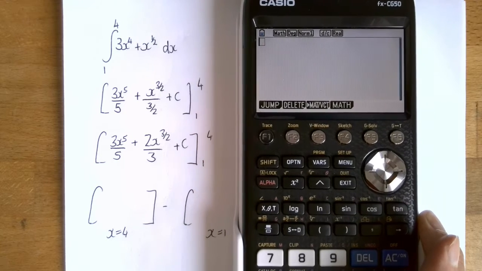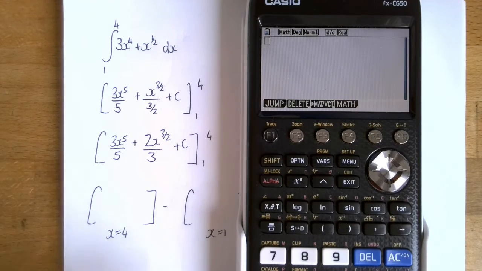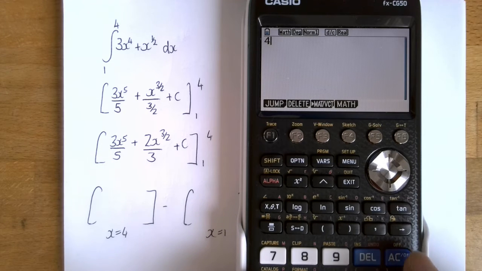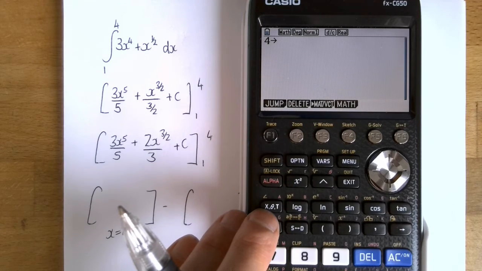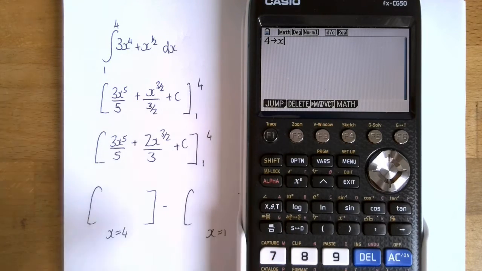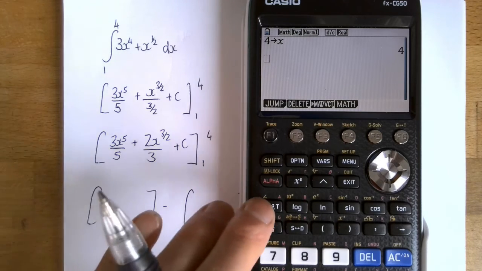So if I want to substitute X is 4 into this, what I do to start with is I go 4 and then I use the arrow key which stores it, and then I can pick any of the red letters, but I'm actually going to use this here, which is the X button. So I'm going to store it in the X memory. Press Xe, and then I'm just going to type this function in using the X button.